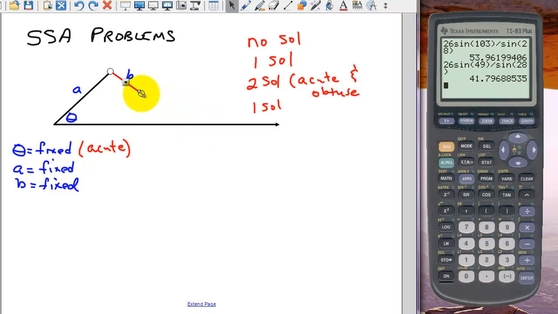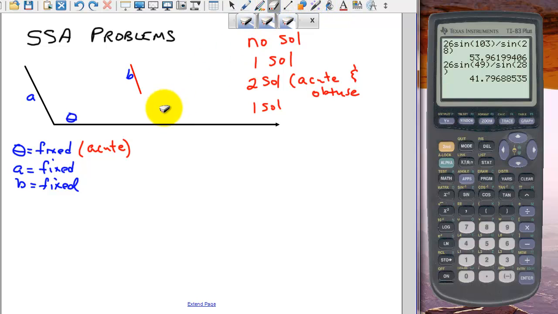So now let's go back and look at what if our given angle was obtuse. So let's adjust our picture here. Let's swing that around. So now our given angle is obtuse. Now again, if B is too short, we still have the situation where we would have no solution.